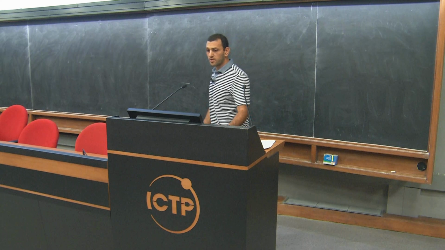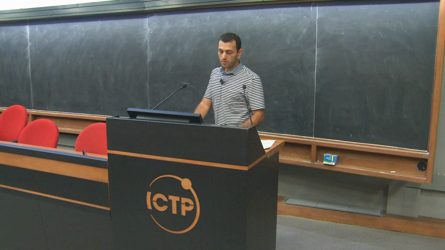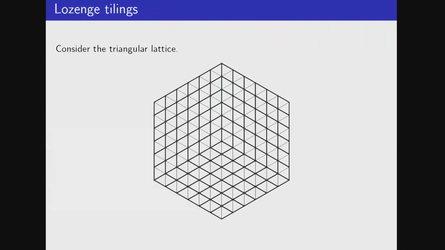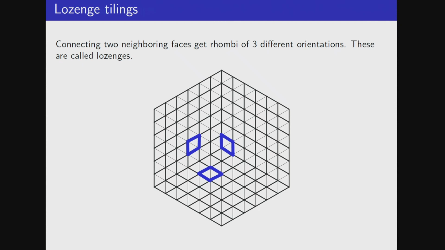I'm going to talk about point processes that arise in the lozenge tiling model. Ken, 2 days ago, introduced the model, but I'll introduce it again. So what is the model? Consider a portion of the triangular lattice. If you take two neighboring triangles and connect them with each other, you get a rhombus. There are three different orientations that you can get rhombi in, and these three rhombi are called lozenges.